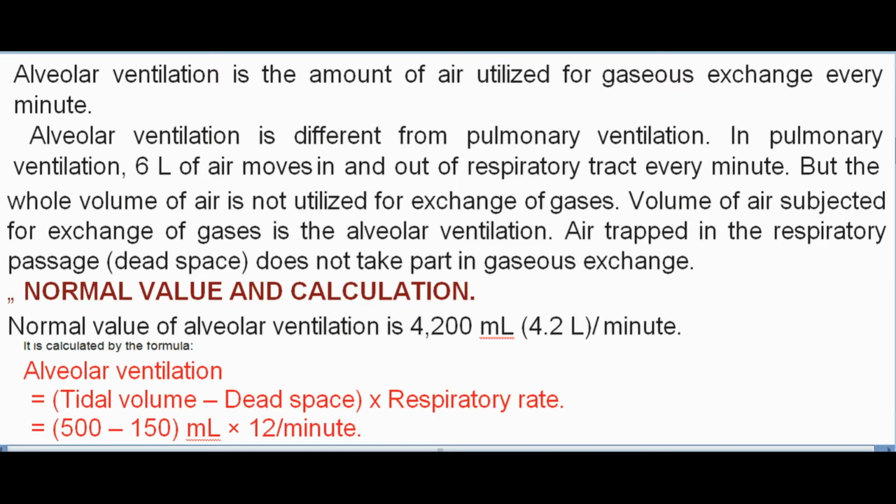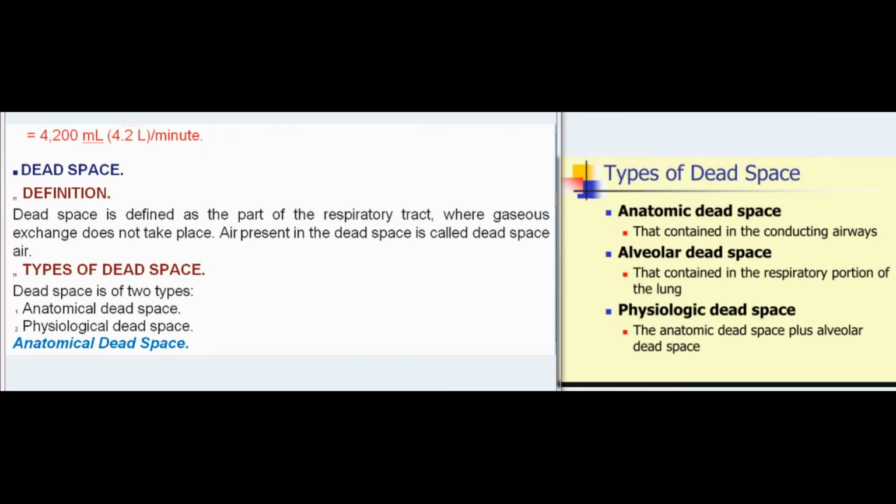Normal value and calculation. Normal value of alveolar ventilation is 4200 ml, 4.2 L/minute. It is calculated by the formula: alveolar ventilation equals (tidal volume minus dead space) times respiratory rate, equals (500 minus 150) ml times 12/minute, equals 4200 ml, 4.2 L/minute.